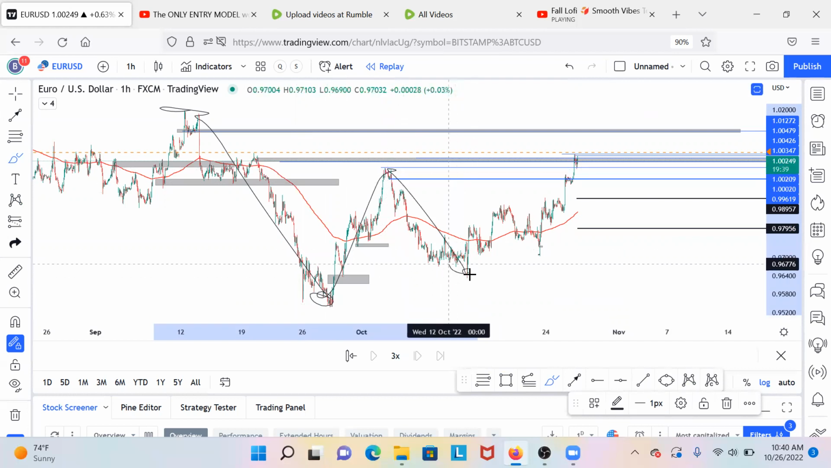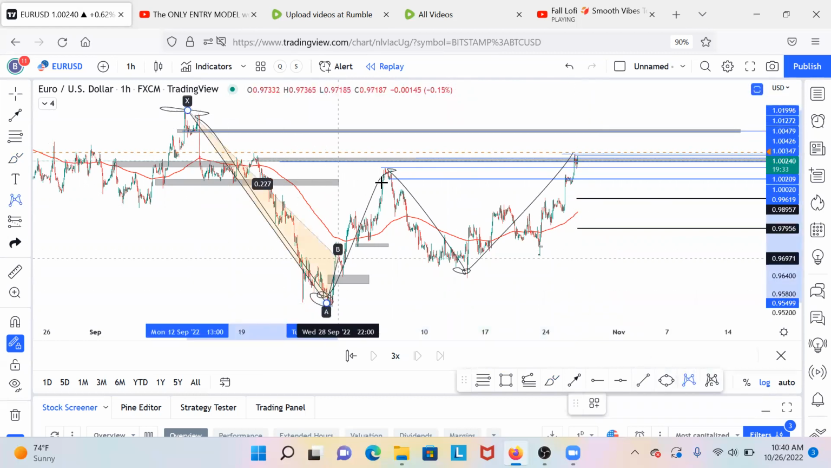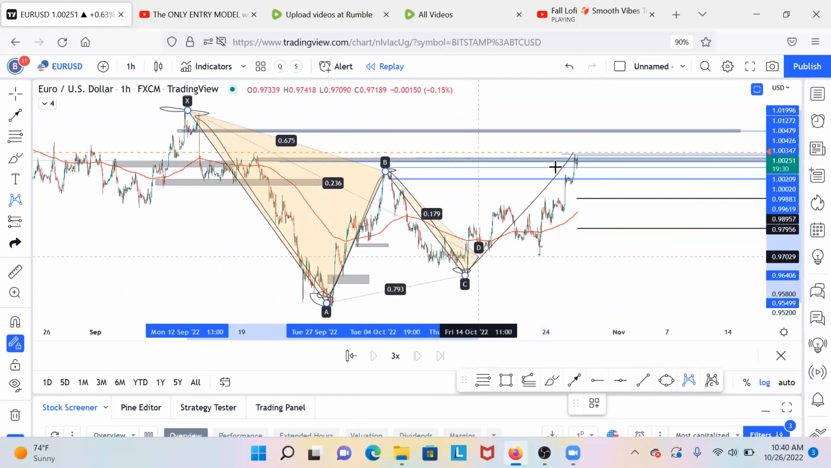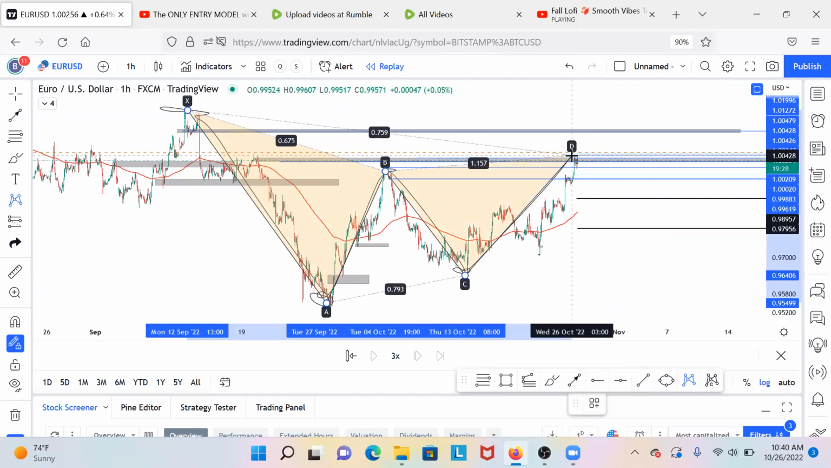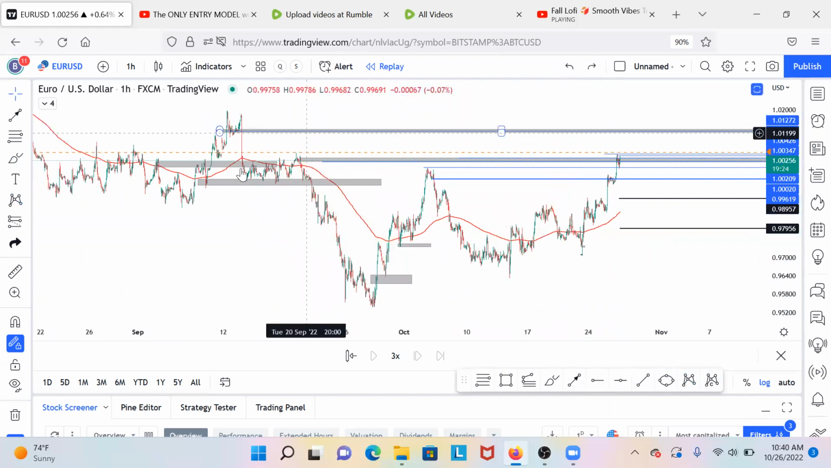Market came down here, created that level of support right here, and then rallied back up to the upside, which gives us this harmonic pattern right here. X to A, A to B, B to C, C to D, just like that. So I am in sell positions right now on Euro USD, but looking at this, let me break it down even further based off the levels that I showed you.